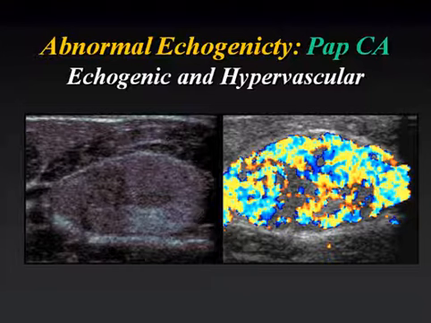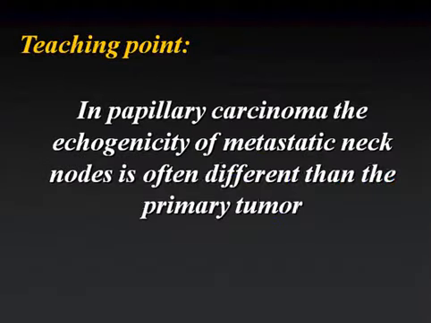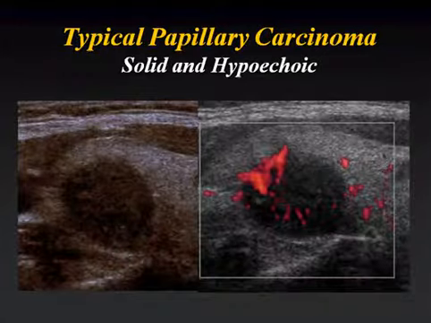Actually, the thyroid gland was completely normal in this individual, and a thyroidectomy had only a 2 millimeter carcinoma, yet presented with a neck node. See how strikingly echogenic it is and how strikingly vascular this is. We'll make the point when we talk about biopsying highly vascular lymph nodes that we have to use a capillary technique rather than a suction technique, or we'll just get blood. So in papillary carcinoma, the echogenicity of metastatic nodes is often different than the primary cancer.